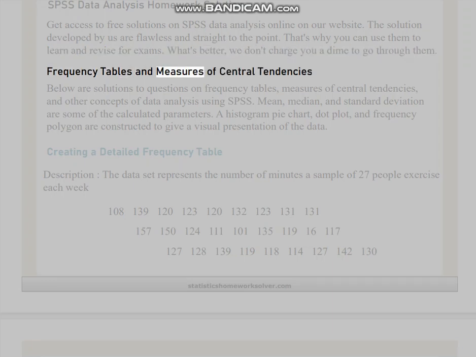Frequency tables and measures of central tendencies: below are solutions to questions on frequency tables, measures of central tendencies, and other concepts of data analysis using SPSS. Mean, median, and standard deviation are some of the calculated parameters. A histogram, pie chart, dot plot, and frequency polygon are constructed to give a visual presentation of the data.